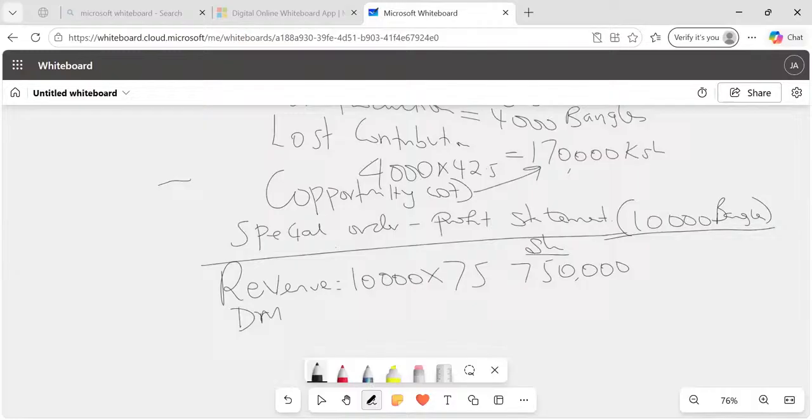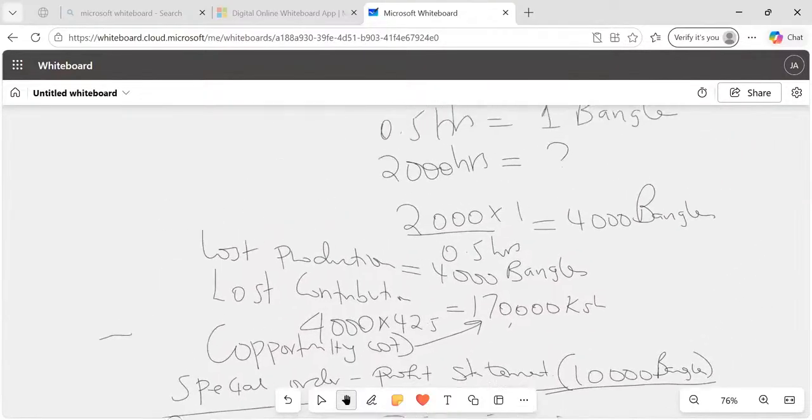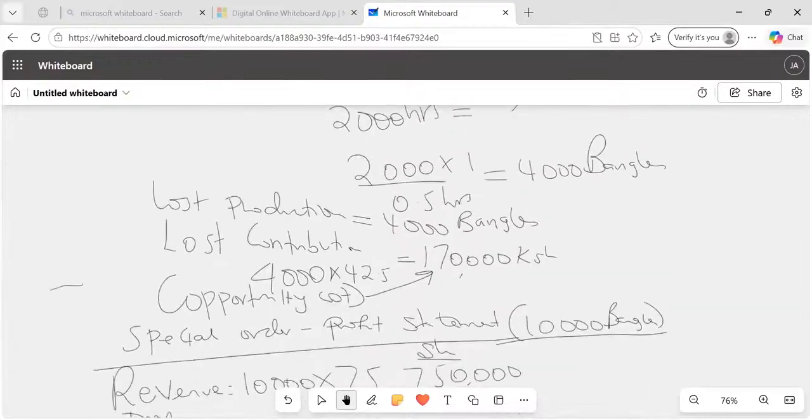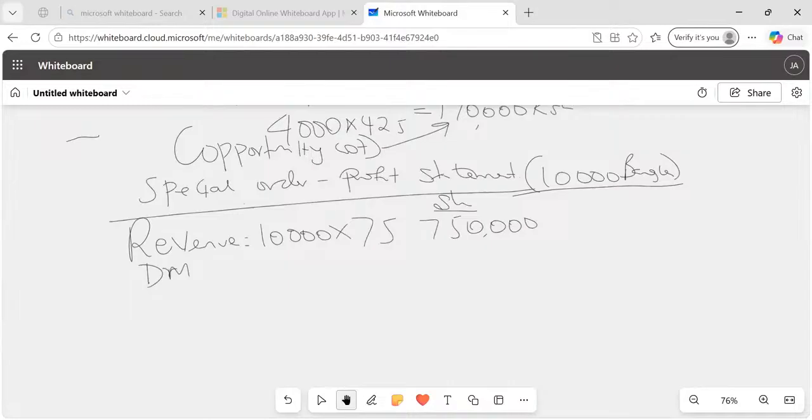Then we have direct material. You see, we have everything. If it is direct material, we already have it. We already did some statement, I don't even have to go there. From the question, we know, ladies and gentlemen, direct material is 25 per bangle. So it'll be 10,000 times 25, which gives me 250,000.